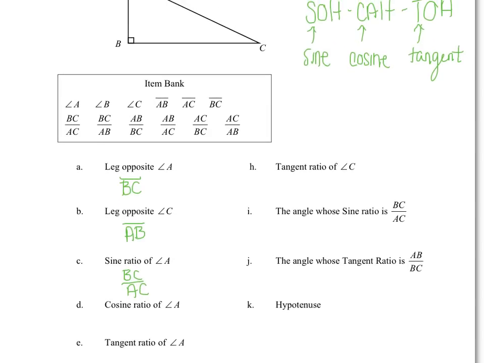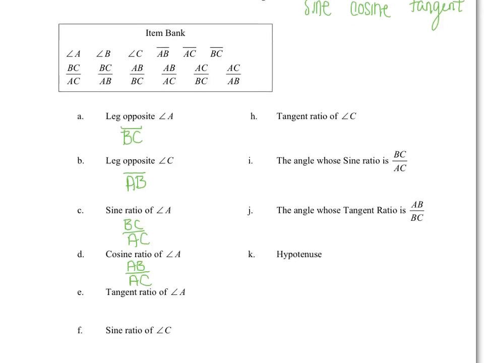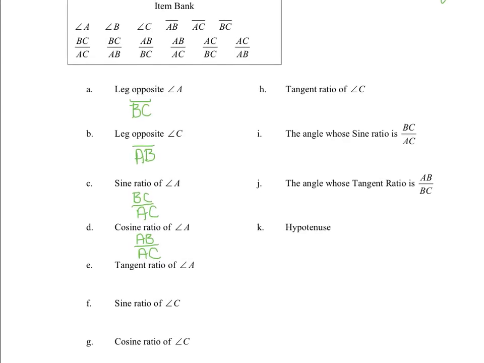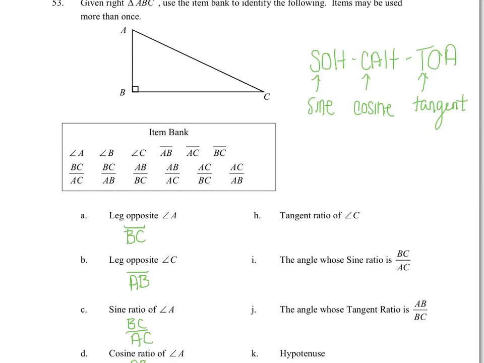My cosine ratio of angle A is going to be my adjacent over my hypotenuse, which is going to be AB over AC. My tangent ratio of A, so here's A, that's opposite over adjacent. So we're going to have BC over AB.